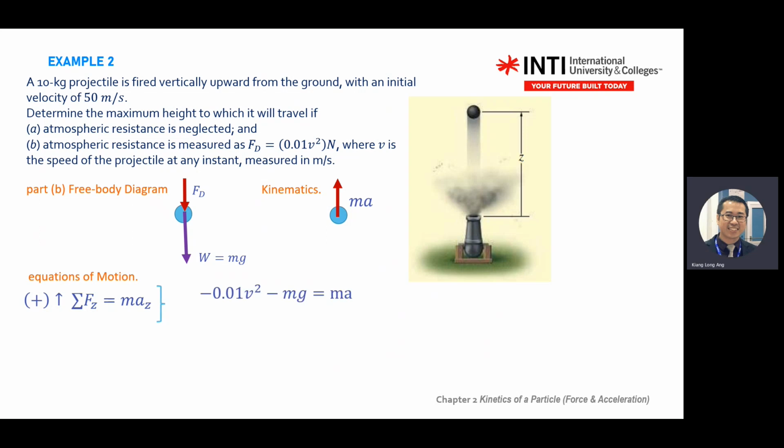It's just a notation. Then your FD was given in the formula as 0.01 v squared, minus mg equals ma. To find the acceleration, you substitute values for mass and gravitational force, and you get your acceleration in terms of v.